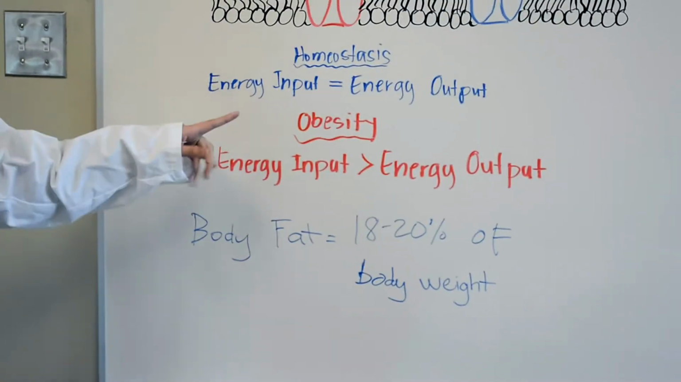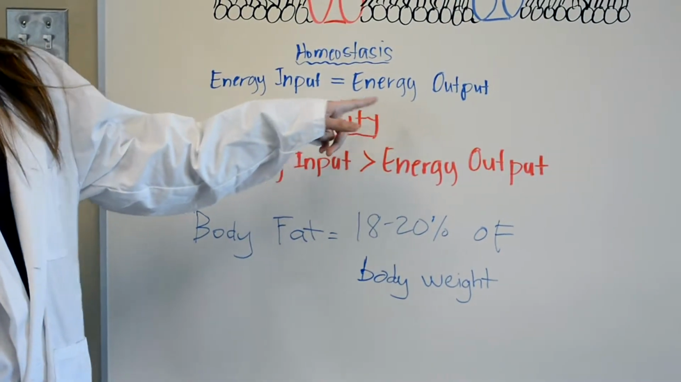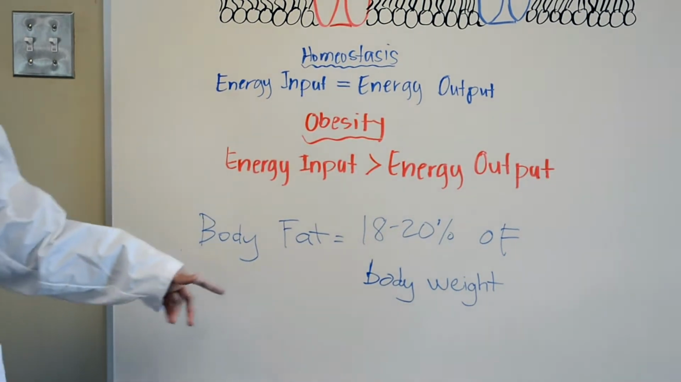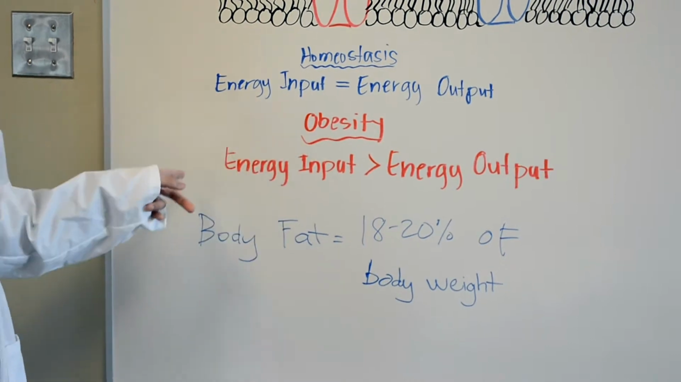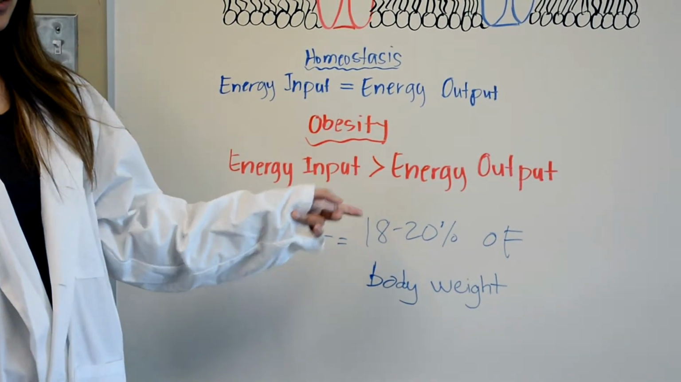Oh, I'm just concerned about my body image and me gaining more weight. Obesity results from an imbalance between energy intake and energy consumption. Because fat is the main storage form of energy, obesity represents an excess of body fat. So for our first key concept, which is homeostasis, energy input is equal to energy output, and body fat is 18 to 20% of body weight. In obesity, energy input is greater than energy output.